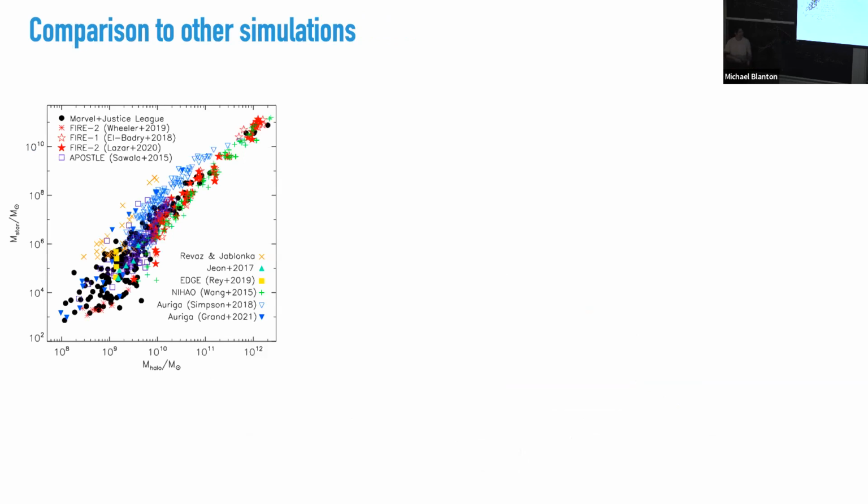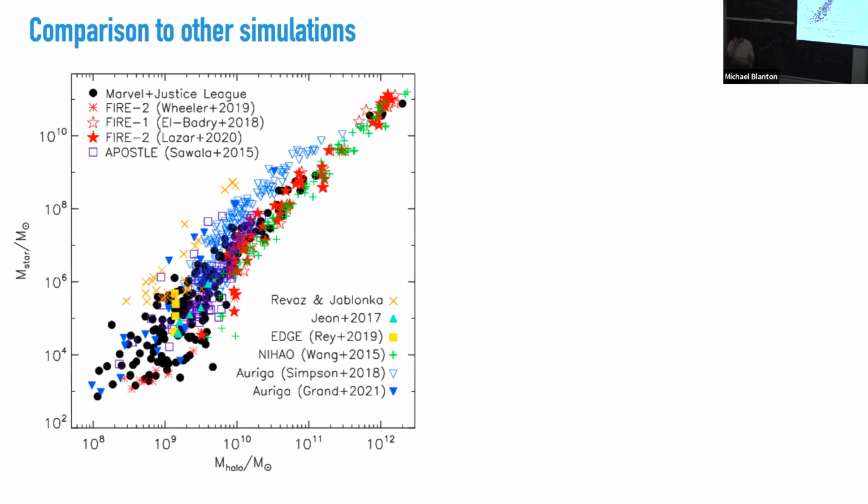All right, so let me talk a little bit about how this fits in with other simulations. Okay, so I'm going to blow this up. This is the stellar mass to halo mass relationship again. But now I combed the literature for a day and put every other Zoom simulation I could find on here to see how we all compare to each other. So the Marvel and Justice League are the black points, right? And so you can see they're sort of the largest sample on the plot.